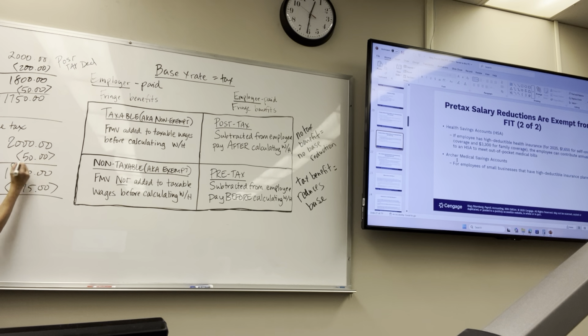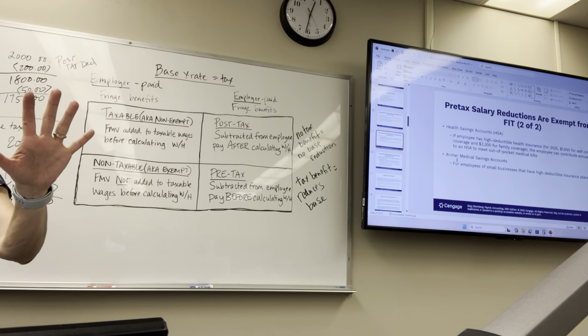So what do we have here? Can't do that in my head. Okay, so now our net is $1,775. So this is an example of how the net pay, what you actually receive, is more than what you would have received if it's a pre-tax deduction. Okay?